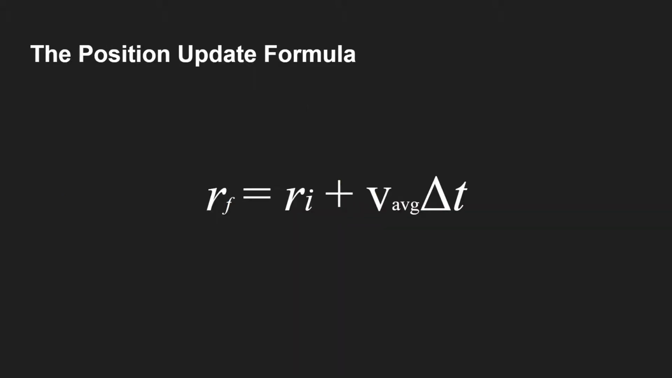In this scenario, the net force without drag is going to be negative 9.8 times the mass of the ball. We also need the position update formula for this whole lab, which gives you your final position when you take the initial position and add the average velocity times the change in time.